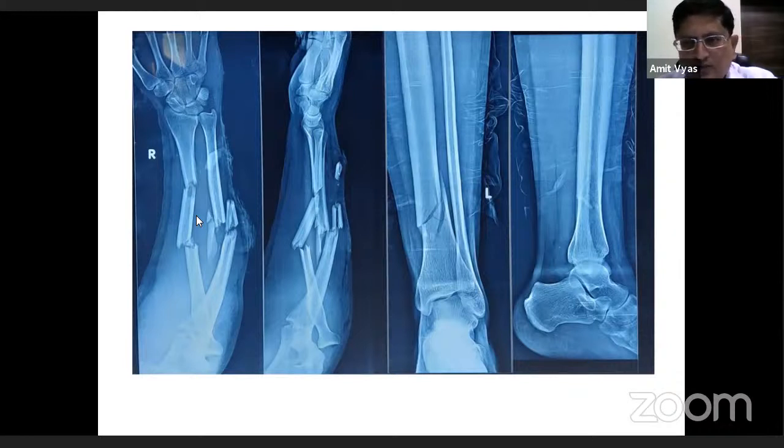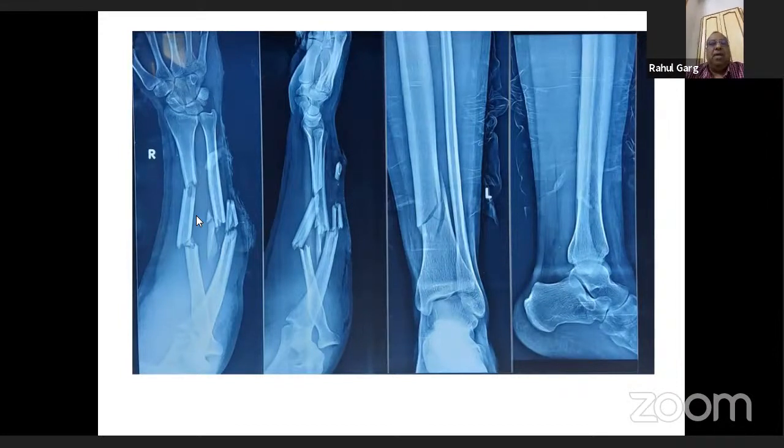Rahul Garg sir, can you read the X-rays for me? Sir, please unmute yourself. These are the X-rays, right forearm with segmental fractures of both radius and ulna, probably with a combination. Ulna is the plaster view. So in the radius it is a segmental fracture, and in the ulna it is a severely comminuted fracture with a large butterfly fragment, with radial head dislocation. With radial head dislocation, yeah.